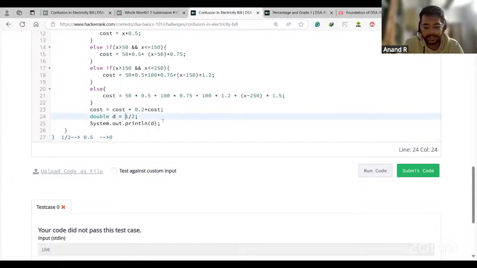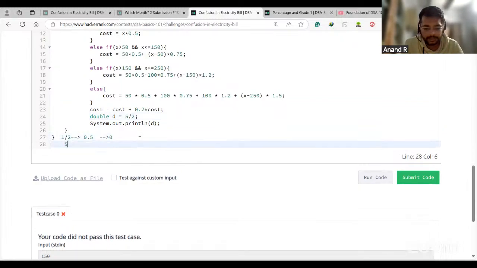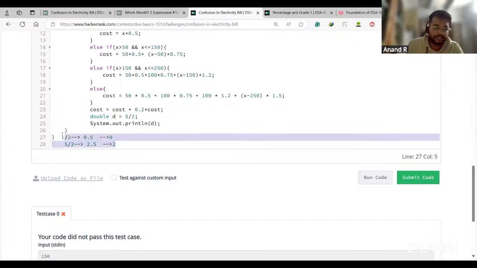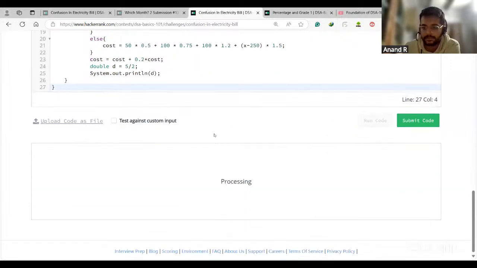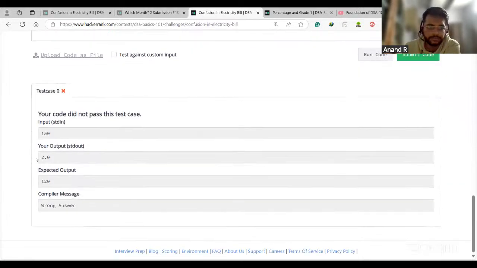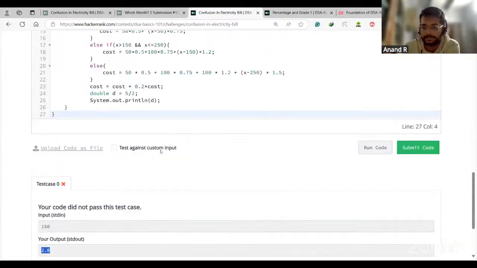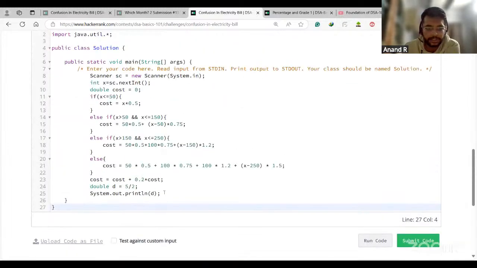Similarly, if you divide 5 by 2, what should you get? 2.5. But it will take the integer part and will give you just 2. You understand why you got the wrong result when you did 20 by 100? If it's clear, we can move forward. You can see that we are getting 2.0. Is this part clear to you?